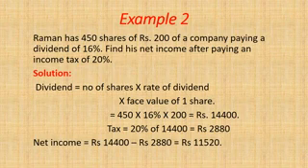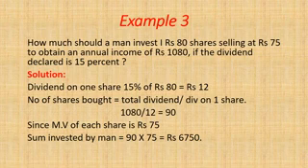Now, as per the question, the income tax is paid 20%. Therefore, the 20% of 14,400 rupees comes to rupees 2,880. Therefore, the net income of Raman at the end of the year is rupees 14,400 minus rupees 2,880. That's equal to rupees 11,520.